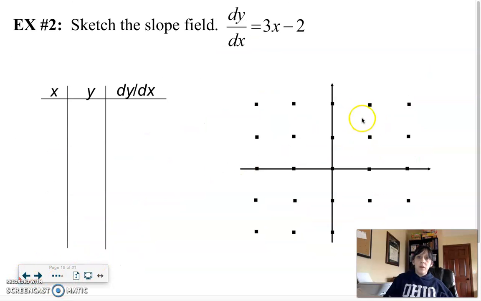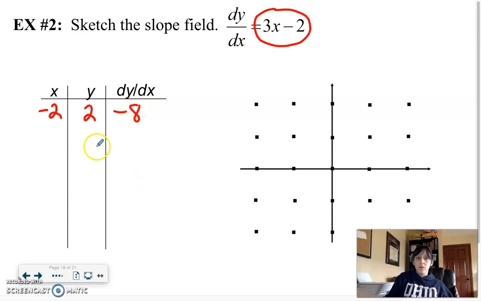Okay, here's another one. I just want to show you one more just to run through how this works. This one has a different equation. So my differential equation is the derivative or the slope is 3 times the x coordinate minus 2. Okay, so like if I pick -2, 2 as my starting value, 3 times the x value would be -6, minus 2 would be -8 for the slope.